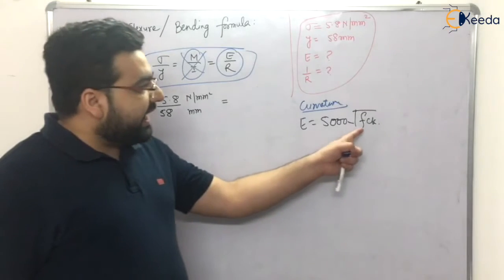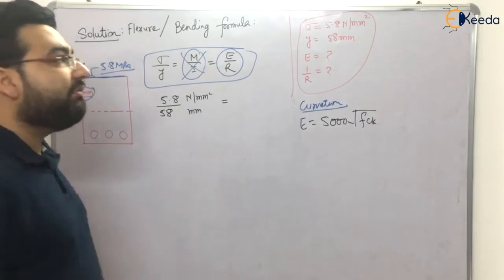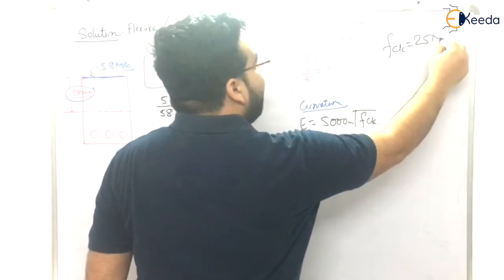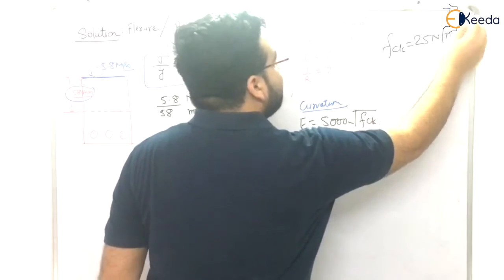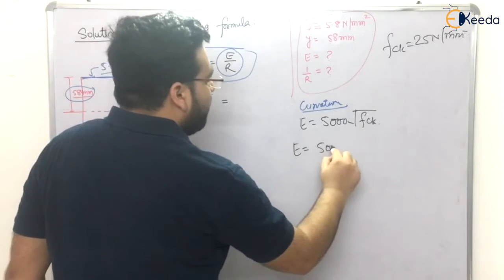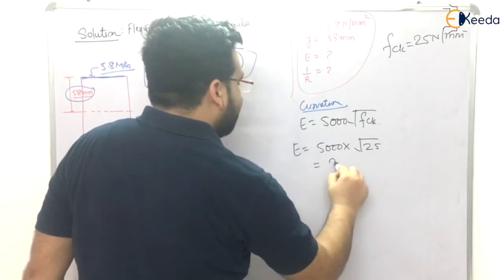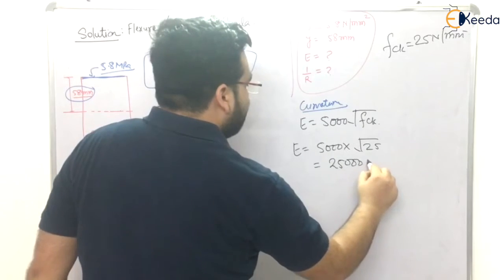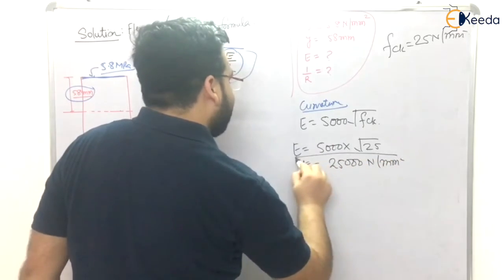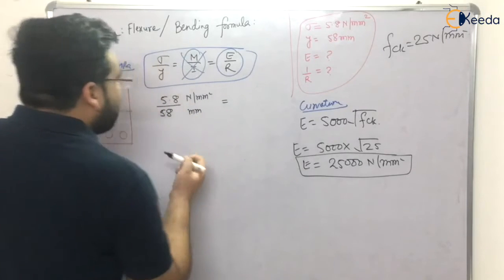Now the question is, is FCK given to me? Yes. If you read the question, FCK is given to you as M25. So you know that FCK will be equal to 25 Newton per mm square. Let me put FCK here. So I will get E equal to 5000 into under root 25, or you can say 25,000 Newton per mm square will be the value of E. Clear?